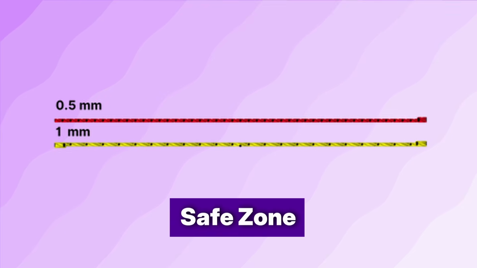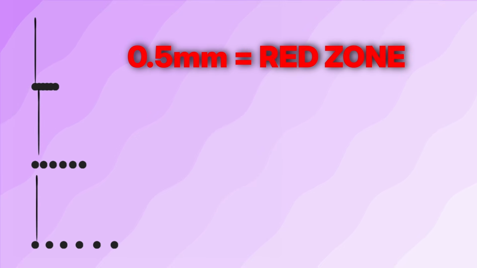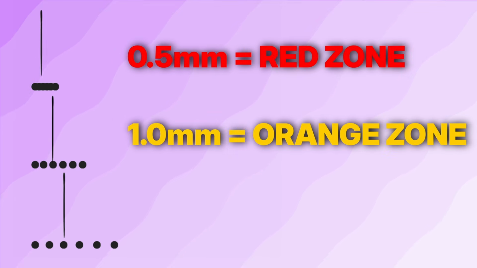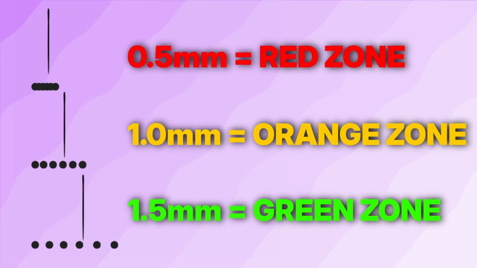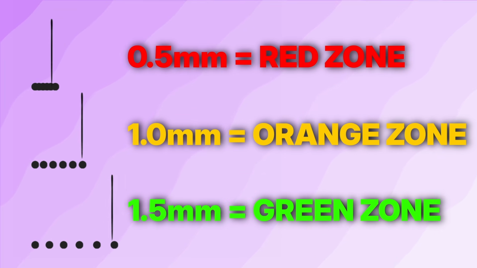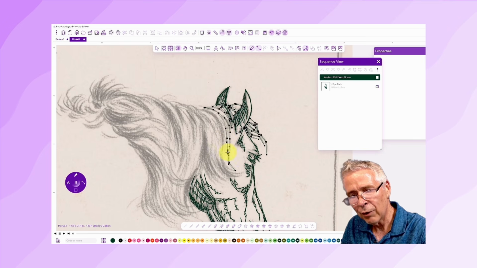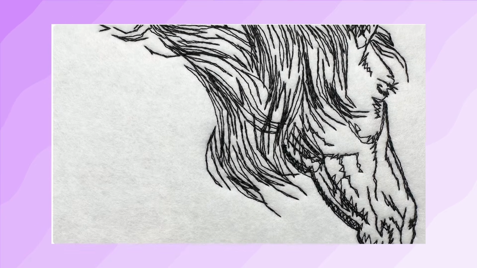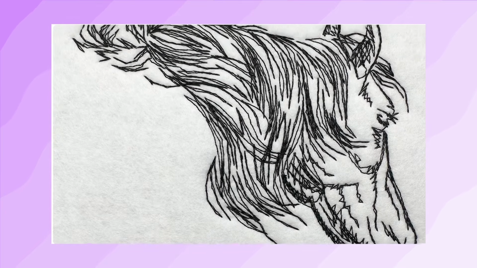Now, we can move up a little from there to 1 millimeter, and 1 millimeter is kind of the safe zone. If I have 0.5 millimeters as the red zone and I go up to 1 millimeter as the orange zone, and then I can go up to 1.5 as the green zone. As I'm digitizing designs, I try to ensure that most of my stitch penetrations are at least 1 millimeter to 1.5 millimeters apart from each other, which promotes smooth running embroidery designs that will not become stitch intensive.